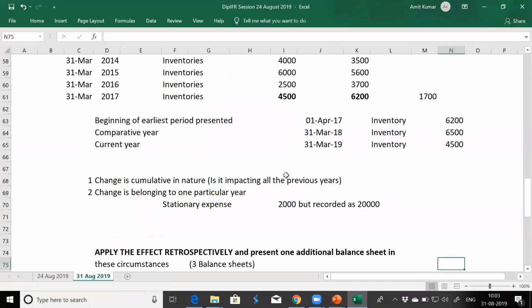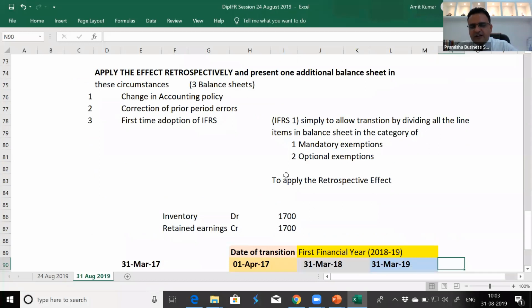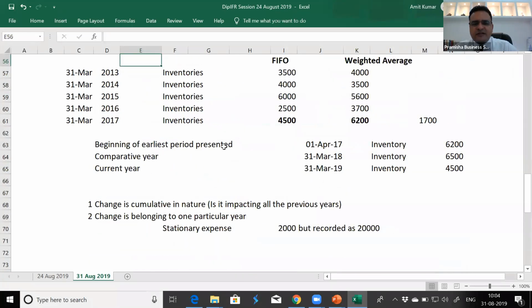So it means that every time we do any change in accounting procedure, whenever there is a change in accounting policy, whenever there is a correction of prior period error, this happens only once in the lifetime of a company. First-time adoption of IFRS happens only once in the lifetime of a company. Whenever we change an accounting policy or correct a prior period error, we need to present 3 balance sheets that year: current year, comparative, and one more at the beginning of the earliest period presented. Got it now?